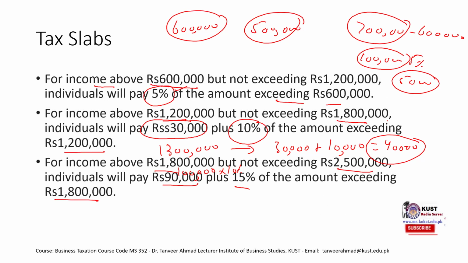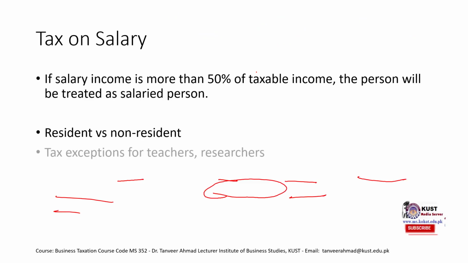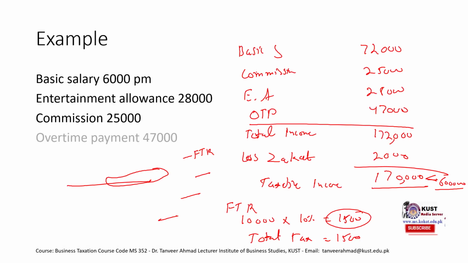Okay, so our income is 10,54,000. Where would it fall? It would fall in this first category. Right, so it would fall in this first category. So we would have to calculate tax on this 10,54,000.